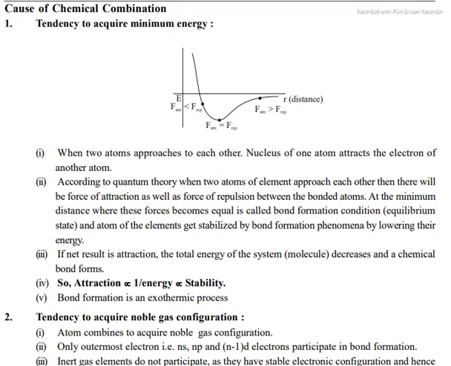So at the minimum distance, when these forces become equal, an equilibrium state is formed, and at that time the bond is formed and the atoms of the elements get stabilized by the bond formation phenomenon by lowering their energy. If the net result is attraction, the total energy of the system (molecule) decreases and the chemical bond is formed. So we can say attraction is inversely proportional to energy and directly proportional to stability. And during this process energy is released, so it is an exothermic process.